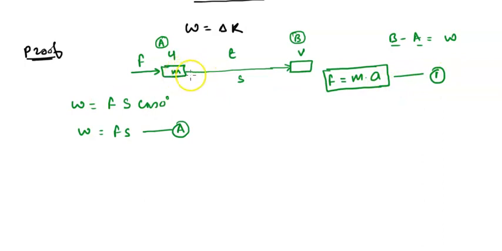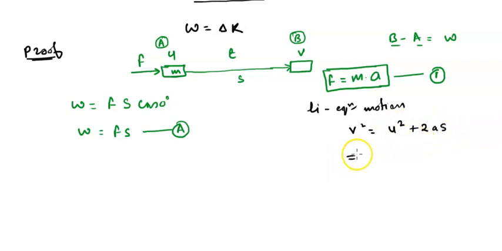Second, you can see it is creating a certain displacement and changing the velocity. So from the linear equations of motion, we know that the square of the final velocity is equal to the square of the initial velocity plus 2 times acceleration and displacement. From this equation we can find the displacement: s = (v square minus u square) upon 2a, and this will be equation number 2.